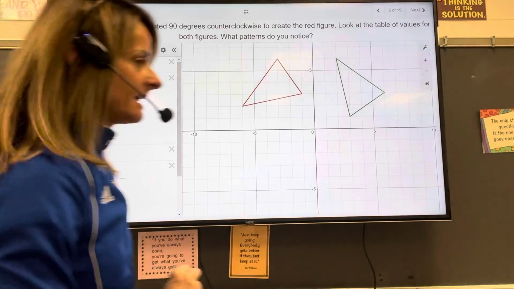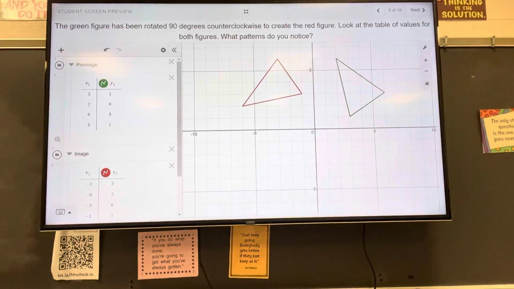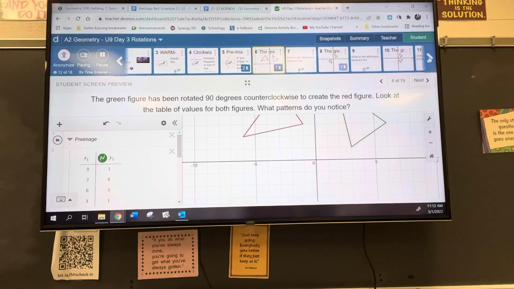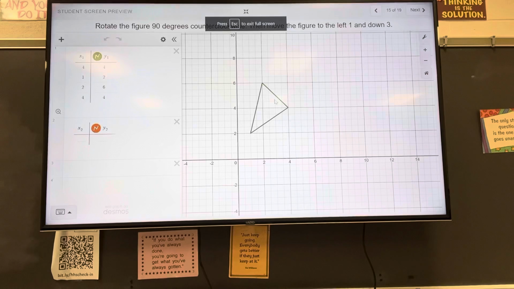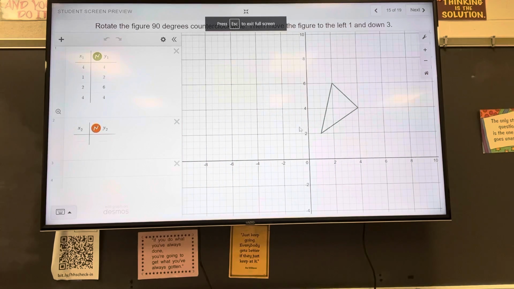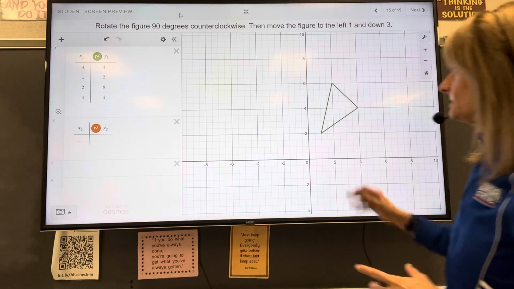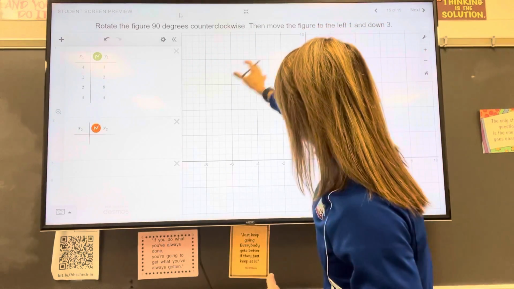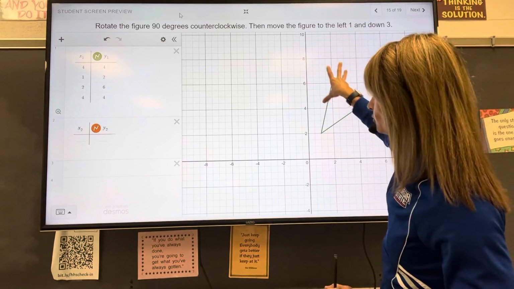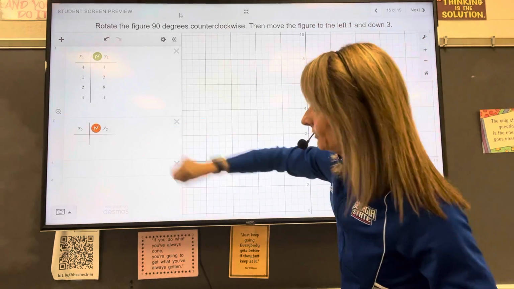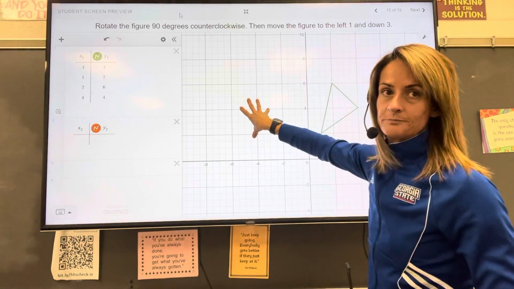Let's do an example on slide, I believe it's 15. Let's move to 15. Yes, perfect. Now this is asking us to do a translation as well, but let's focus on the rotation. So we were asked to rotate the figure 90 degrees counterclockwise. So counterclockwise is going the opposite direction of the clock. So this green figure is the pre-image, and we're going to be drawing the image, and it's going to end up orange over here in the second quadrant. Everybody with me?